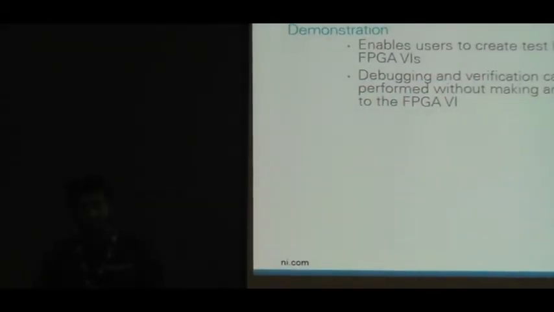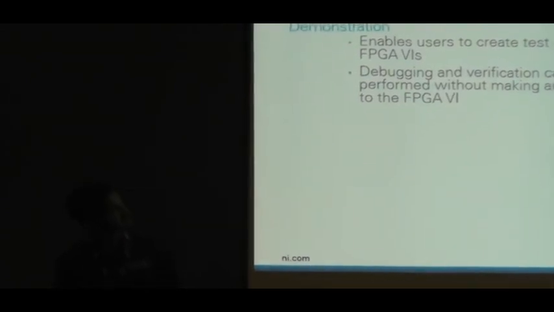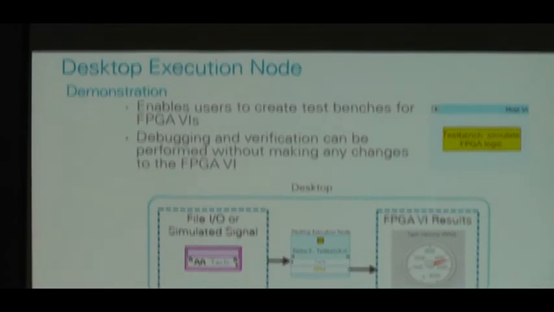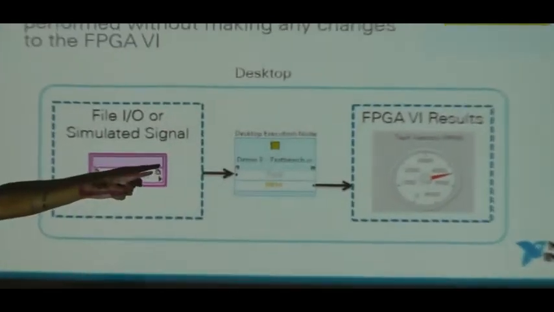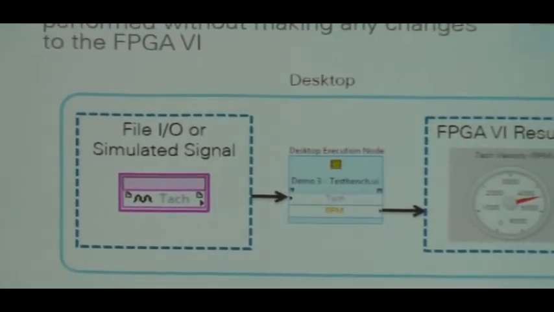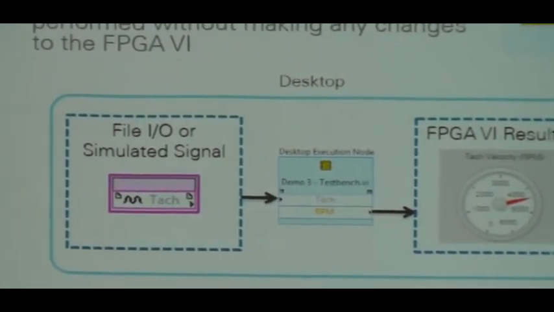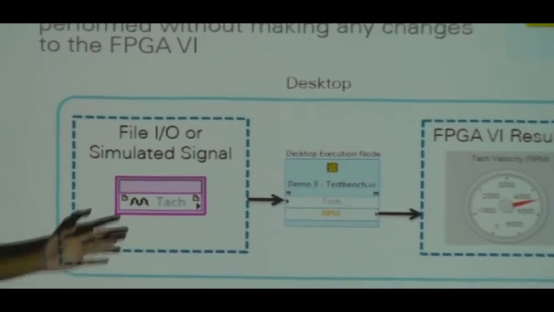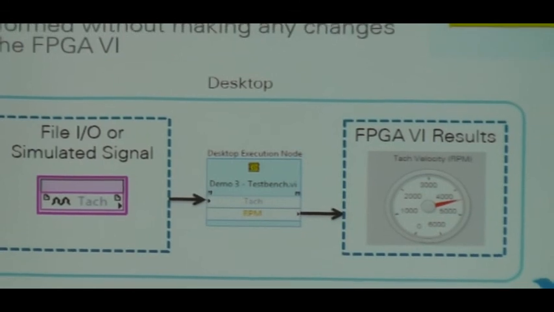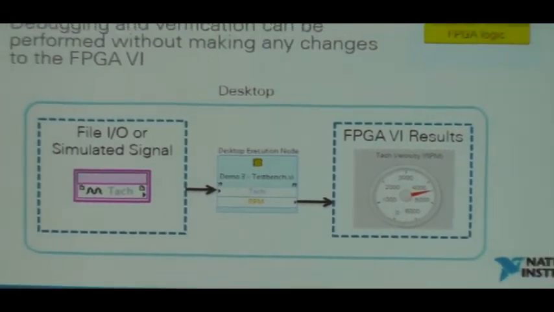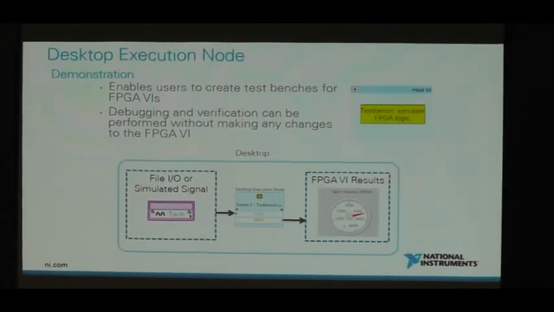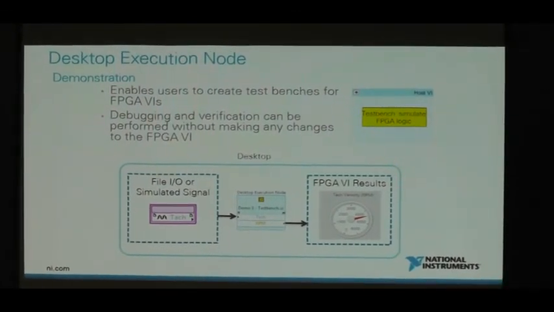One of the tools we have to really help with that is the desktop execution node. If you have your host VI, you can create a test bench where you specify what your FPGA VI is, and then you give it a file or an array of simulated data, and you see whether it gives the output you expected. There are all these tools available to make sure you can properly run a compile. I would demo it, but I think I'm running out of time for this session. That's the last part I have.